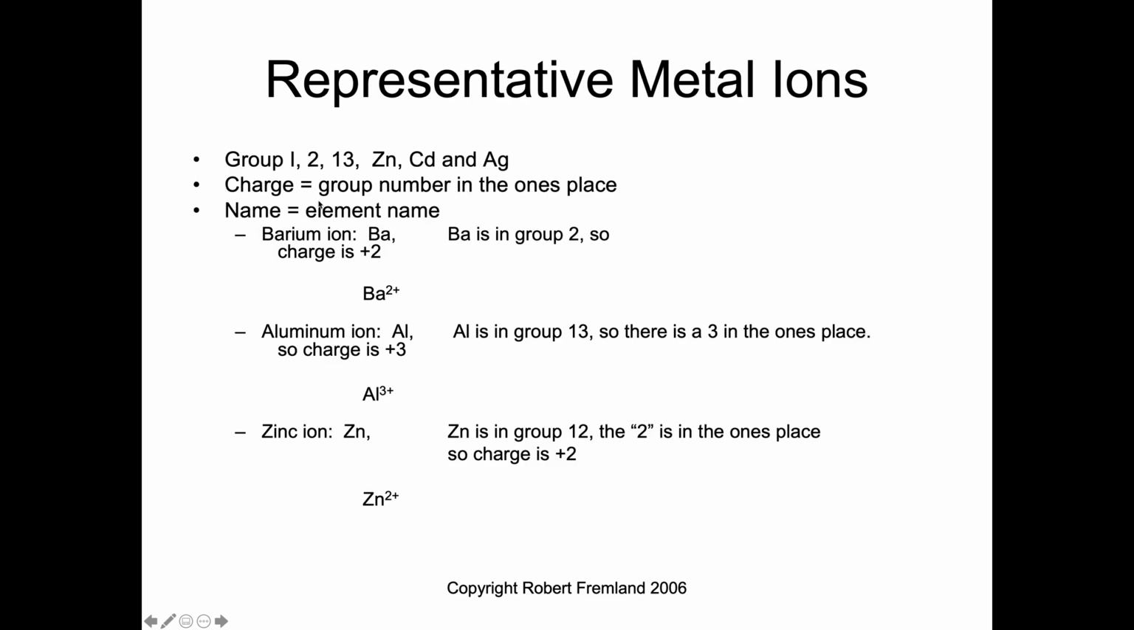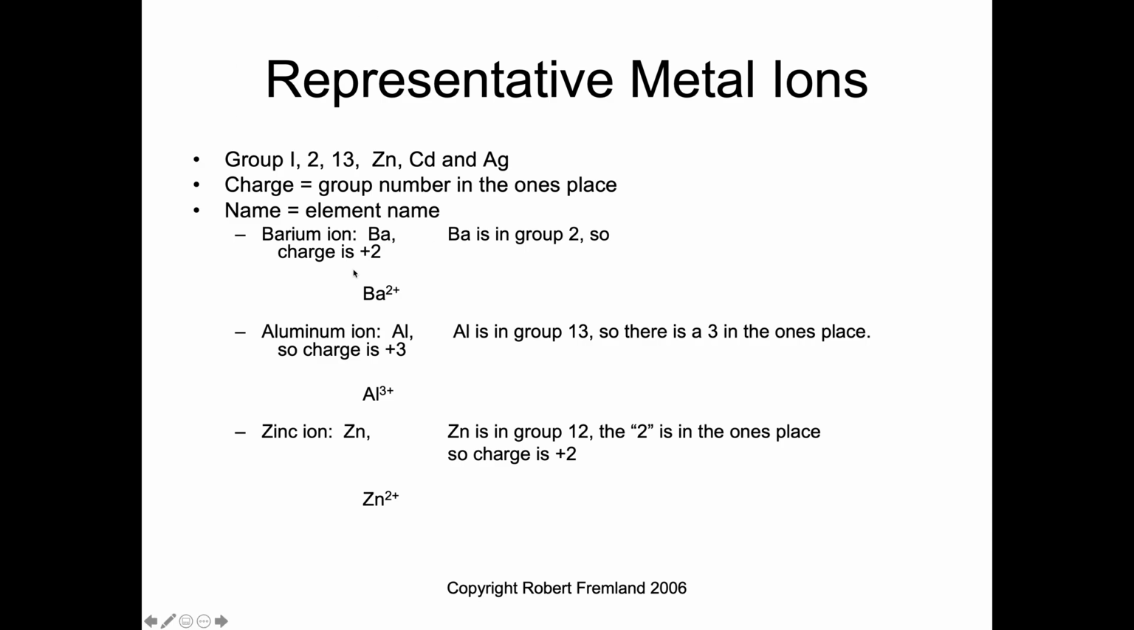So the representative metal ions, and technically for this class, we're not going to deal with what are called the transition metals. We just don't do that in Chem 111. It's not important chemistry to what we do. All right, but so groups 1, 2, 13, and then zinc, cadmium, and silver. And remember, we did this before. The charge will be the group number that's in the ones place.